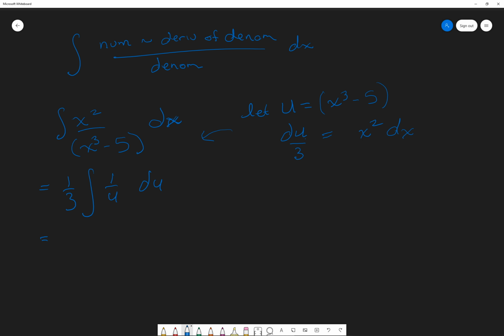So really what I have is the 1/3, and then ln of u plus some constant. Now 1/3 times that constant might be something else, but I'm going to sub back in the u. So I have 1/3 ln of x cubed minus 5. Now the 1/3 times the c is just some other constant, so I'll call it c naught, let's say. Okay? So that is the solution, right? All right, so that's how you integrate that one.